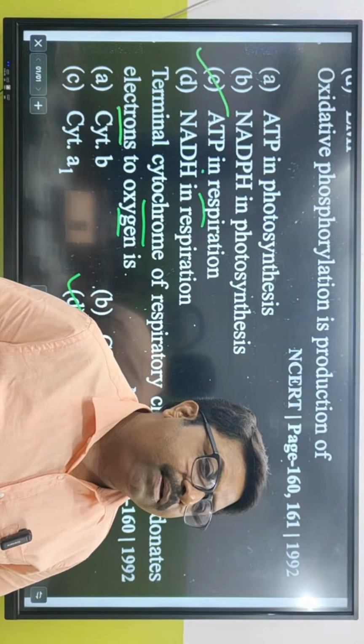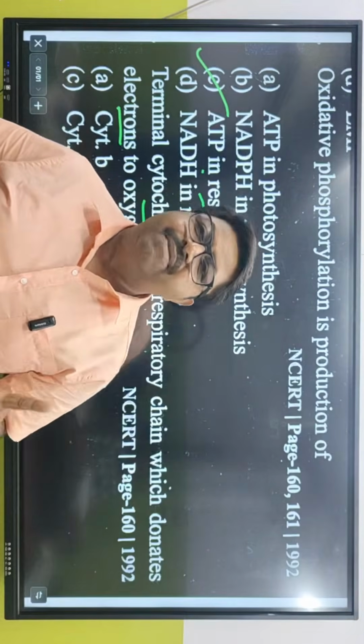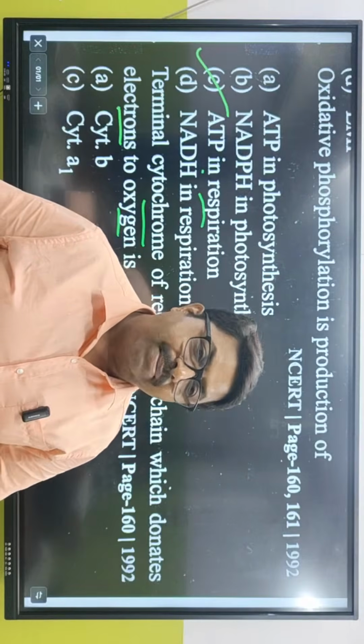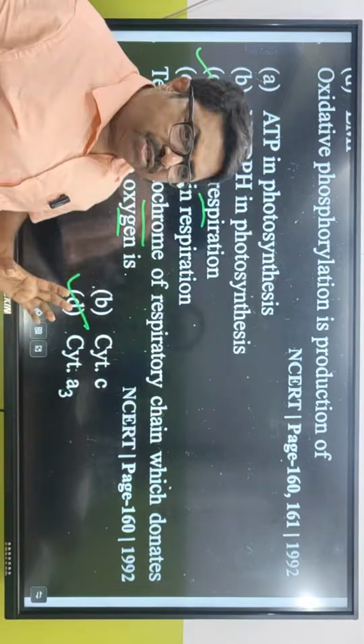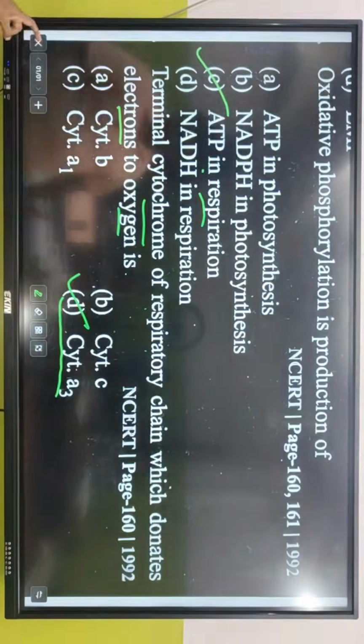How many copper atoms do they have? Complex 4. Complex 1 is having iron. Complex 2 is having iron. Complex 3 is having iron. But complex 4 is having 2 copper atoms. So during terminal oxidation, which one accepts the electron? a3. So this is the answer.